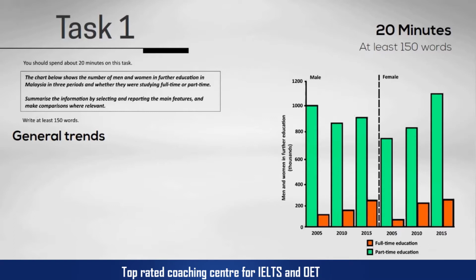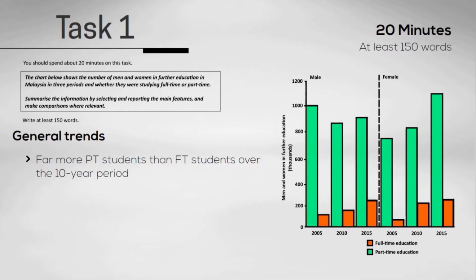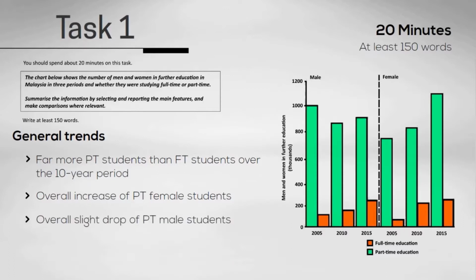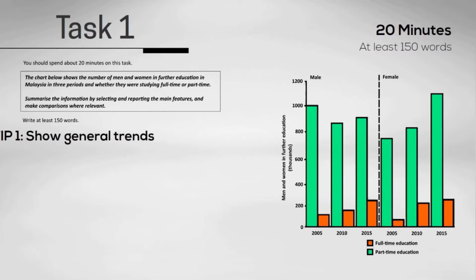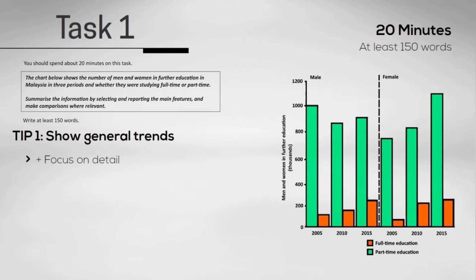First, you can see that there are far more part-time students than full-time students over the 10-year period. Second, while the number of female part-time students has increased over the period, the number of part-time male students has shown an overall slight drop. Looking at full-time students, for both males and females, there has been an increase over the decade. Okay, so our first tip for task 1, you need to show the general trend of what is happening, and then also focus on the detail and provide actual numbers.